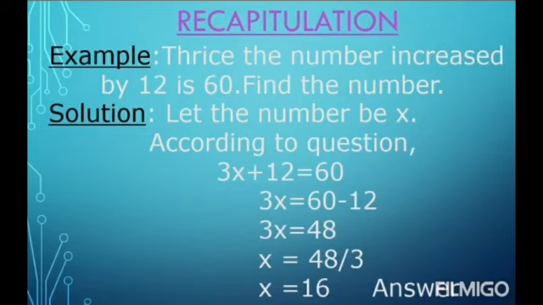Now solve this equation. Transpose plus 12 from the left hand side to the right hand side. We have to subtract. 60 minus 12 will be 48. And here you can see 3x, 3 is in multiplication with x. So when we transpose, we have to divide it. So x is equal to 48 by 3, that is 16. So the value of the number will be 16.